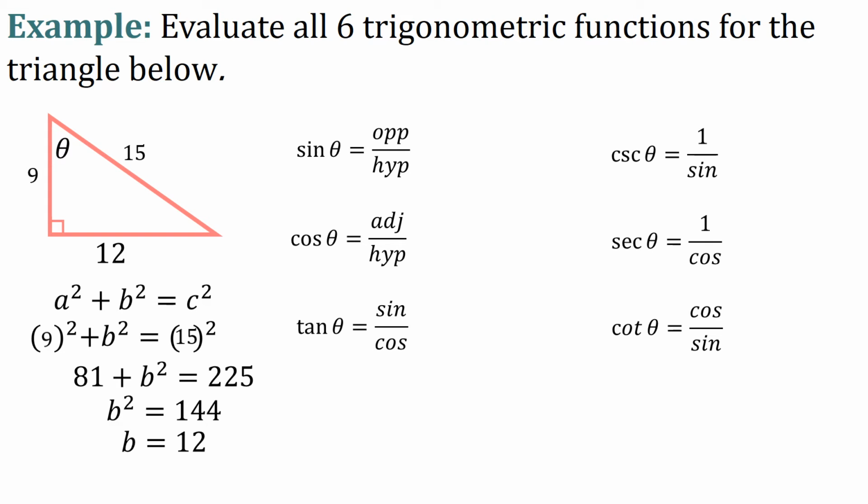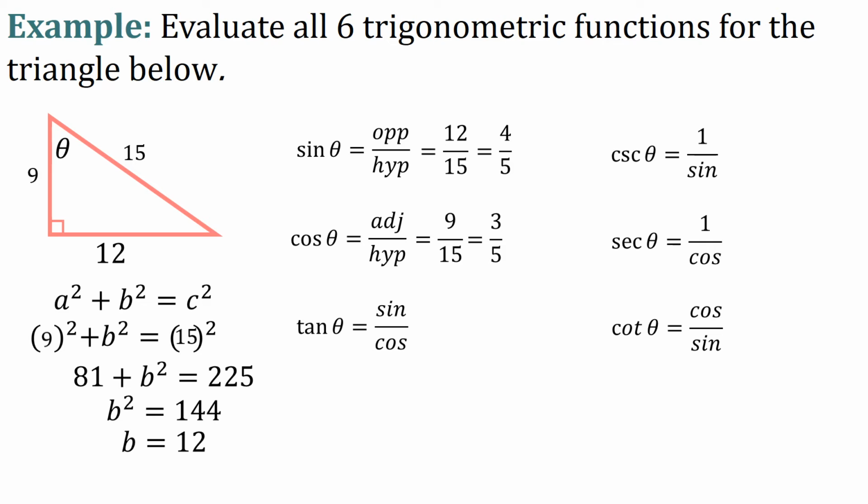All right, sine is opposite side over hypotenuse side. So looking at theta, directly across from theta is 12. Our hypotenuse is 15, so sine is 12 over 15. But we can simplify these by dividing by 3, so it simplifies to 4/5. Cosine is adjacent over hypotenuse, so the side adjacent to the theta is 9, and our hypotenuse is 15. Simplifying that by 3, we get 3 over 5.